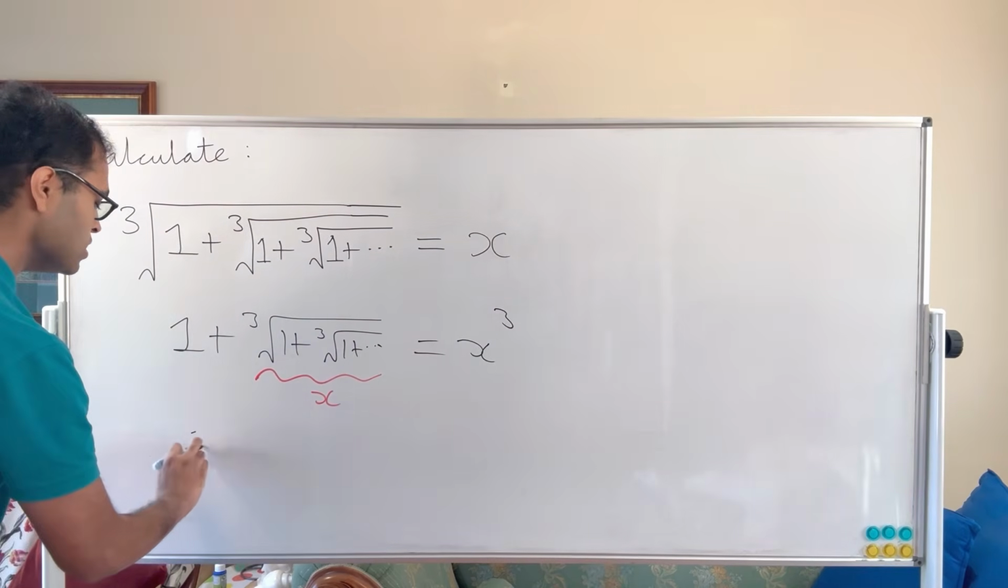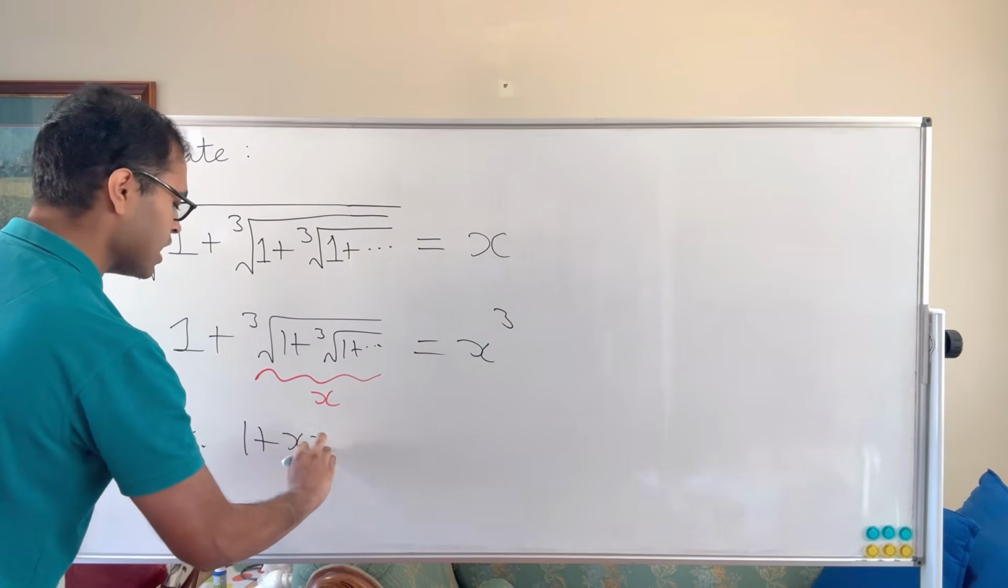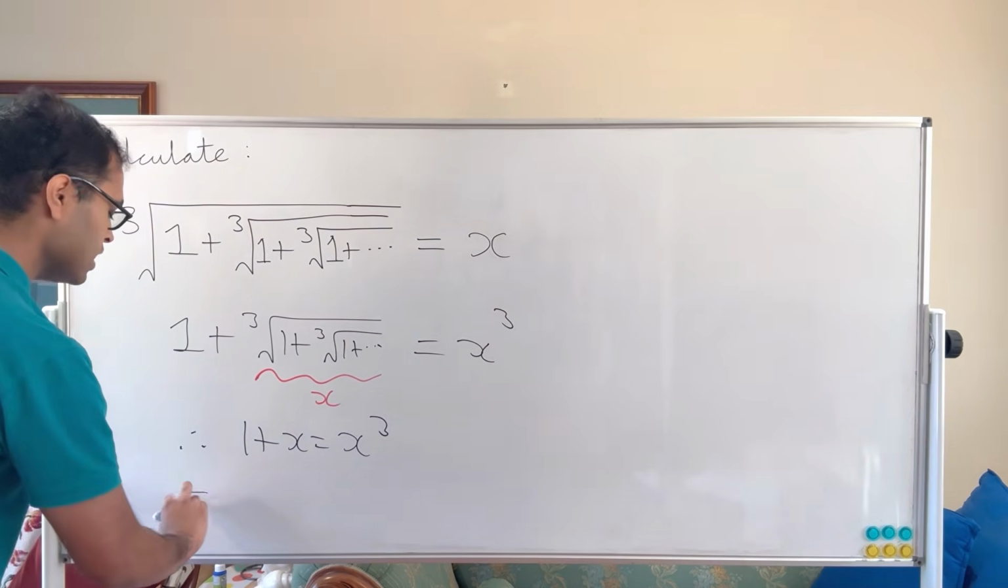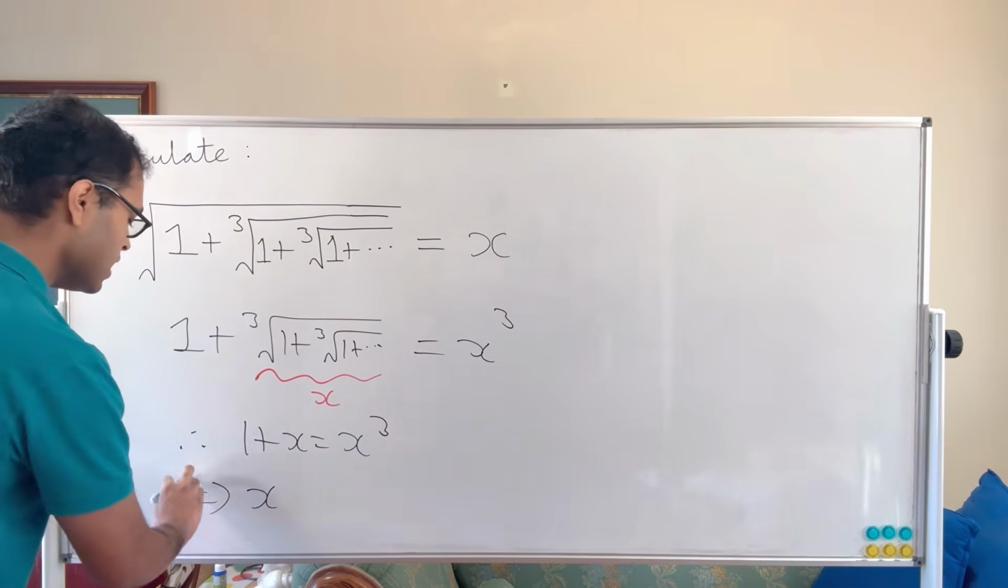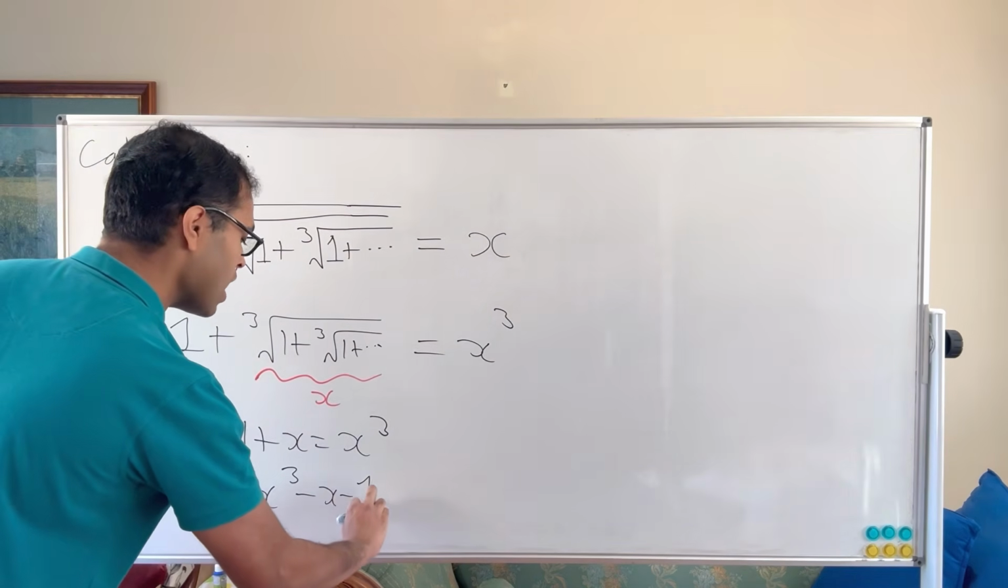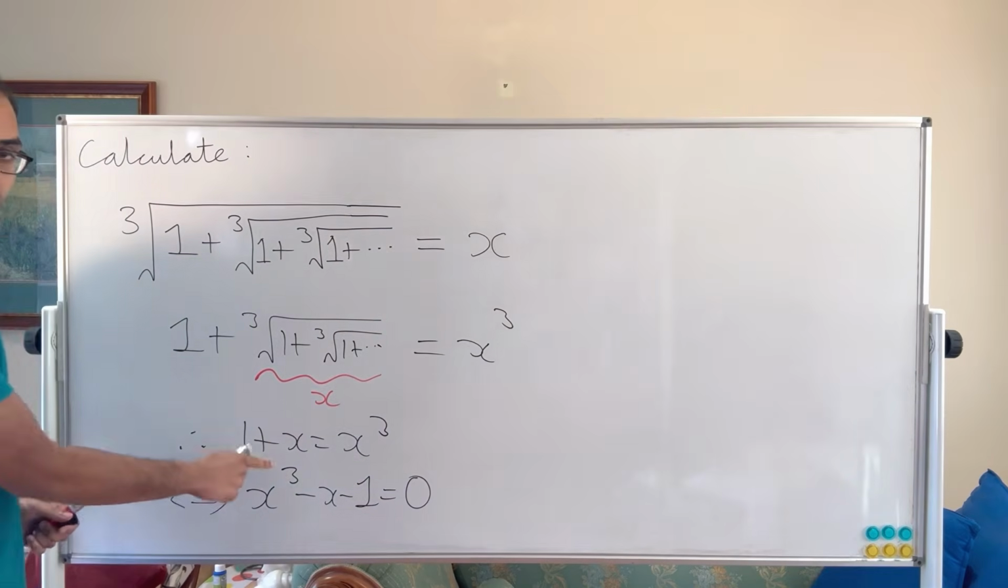So that's our equation, that 1 plus x is equal to x cubed. And that's what we want to solve. How do we find x? Another way of writing it out, if we put everything to one side, is it's the same as saying that x cubed minus x minus 1 is equal to 0. And that's what we want to solve.